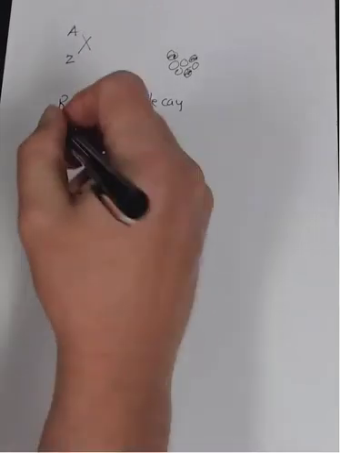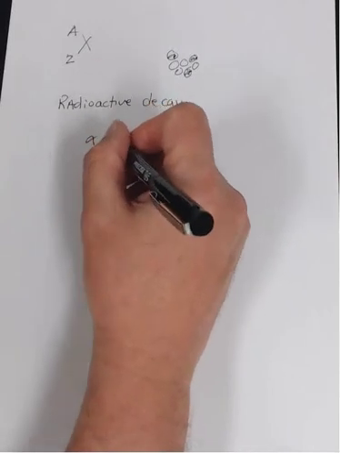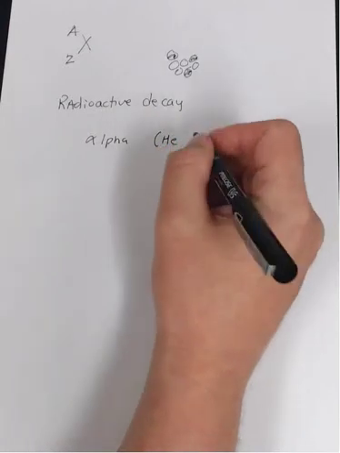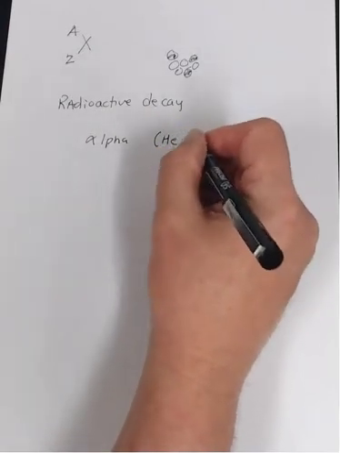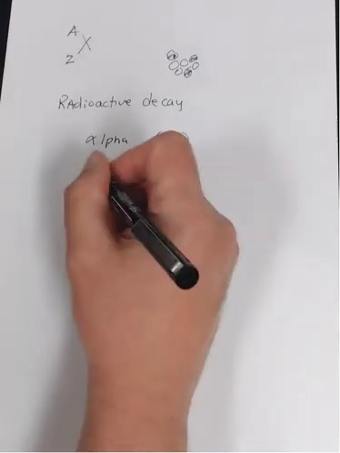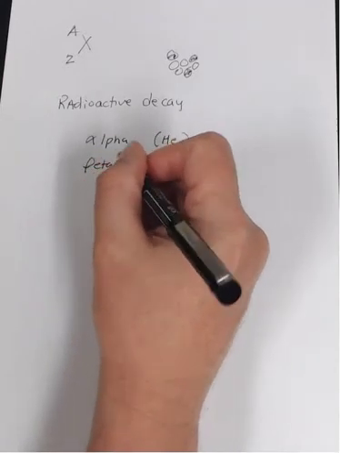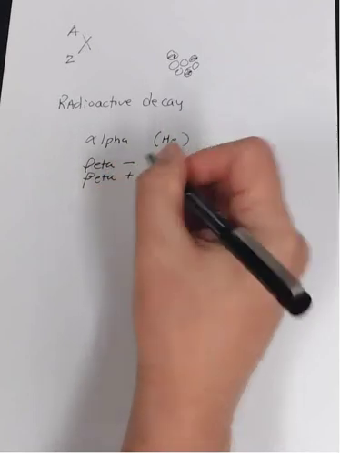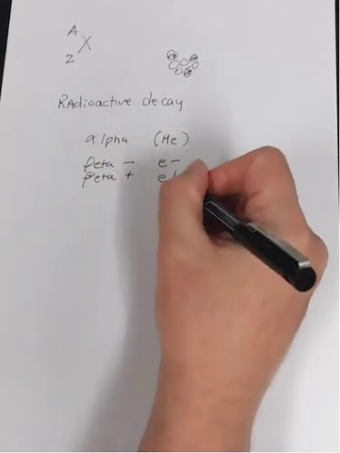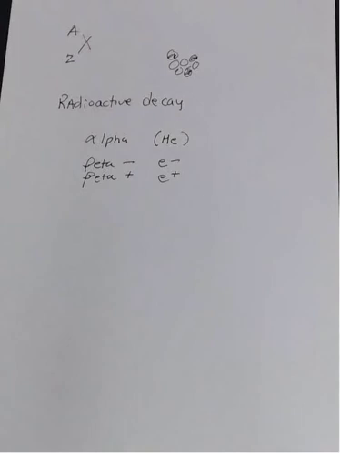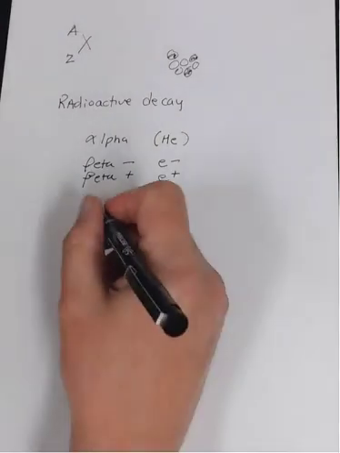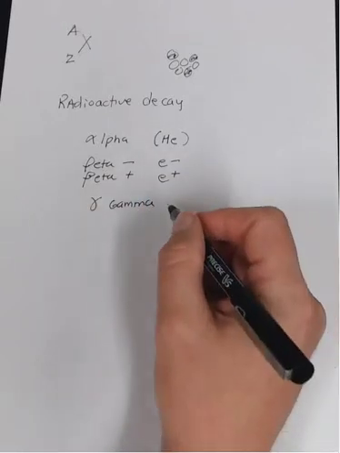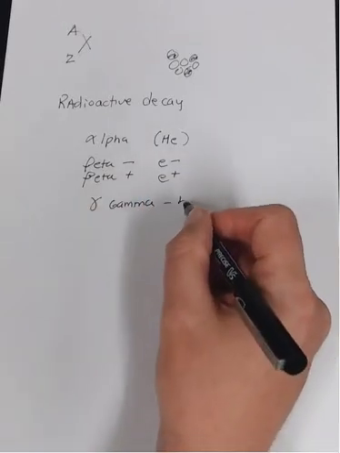So the three types are alpha decay. This is when an alpha particle, which is a helium nucleus, comes out. Then you have beta decay. We have beta minus and beta plus. This is when an electron or a positron, the antiparticle to the electron, comes out. And then we also have gamma. This is when a high energy X-ray comes out.